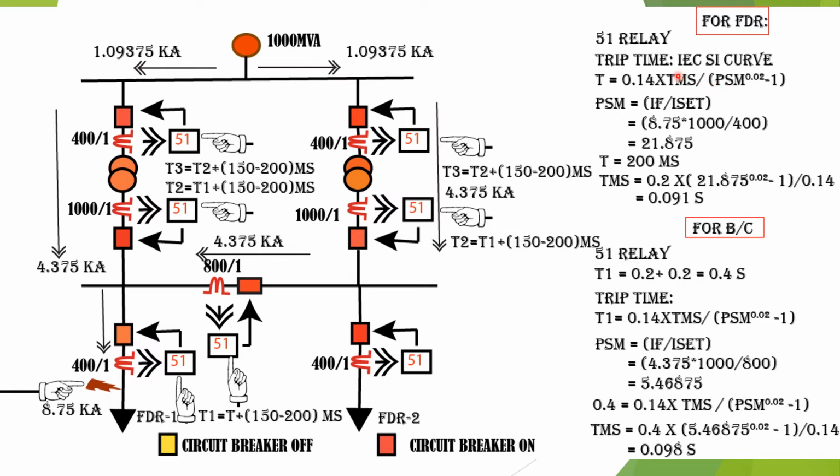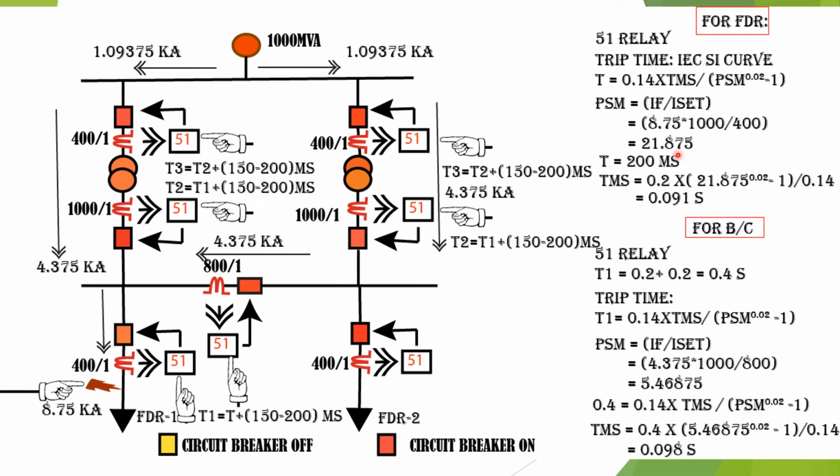So in this case, we have to calculate the value of the TMS for the overcurrent relay for the feeder, for the bus coupler, for the LV side of the transformer, and for the HV side of the transformer. For the feeder, we have considered the trip time as 200 milliseconds. So TMS, the time multiplier setting for the overcurrent relay of the feeder, is 0.2 into PSM to the power 0.02 minus 1 divided by 0.14, as per the formula.